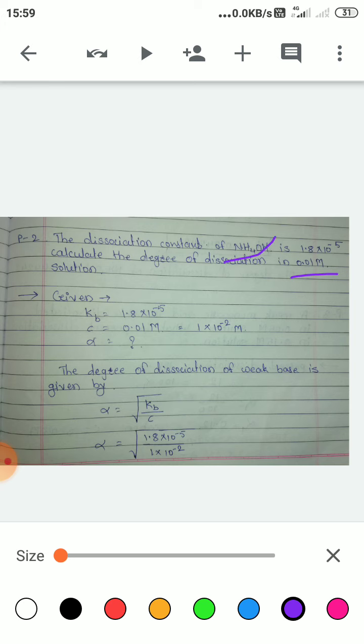As ammonium hydroxide is a base, we have to calculate the degree of dissociation for the base. Therefore the dissociation constant is the base dissociation constant, denoted by Kb, and the value given is Kb equal to 1.8 into 10 to power minus 5. The concentration is 0.01 molar, which we can convert into 1 into 10 to power minus 2 molar, and we have to calculate the degree of dissociation, that is alpha.